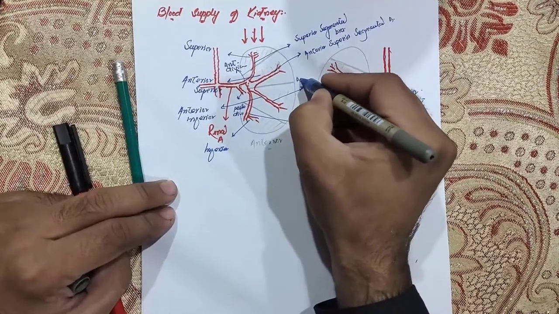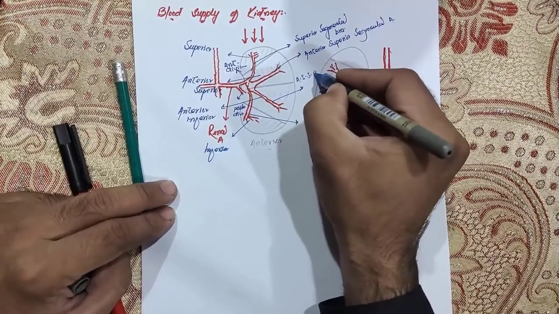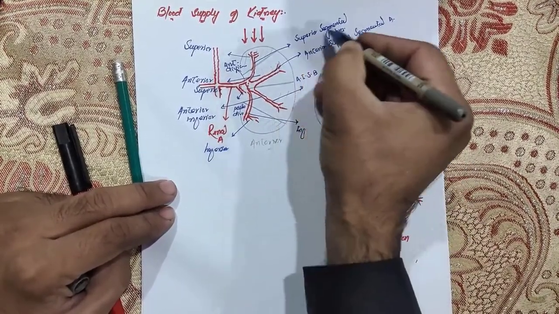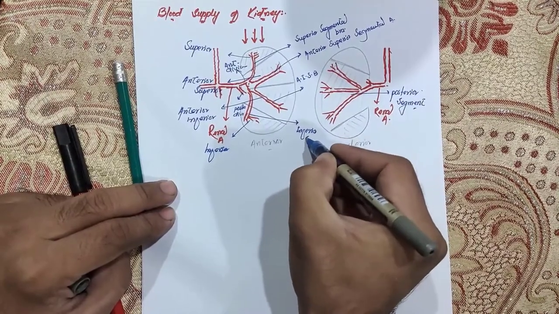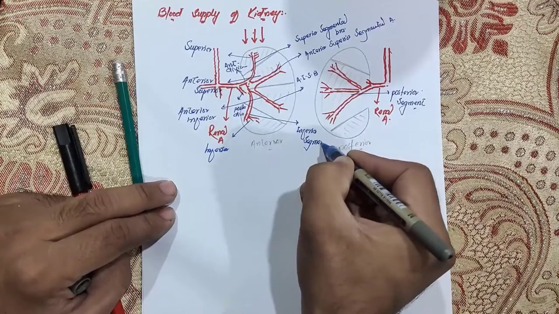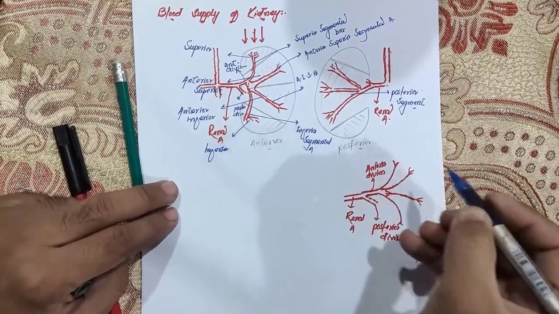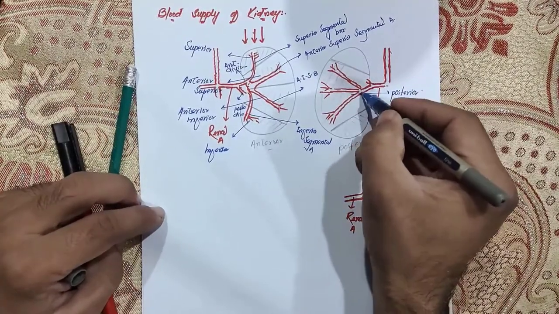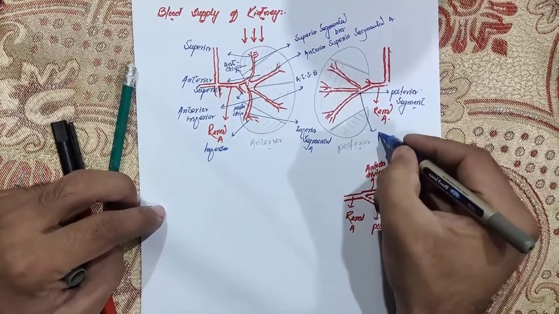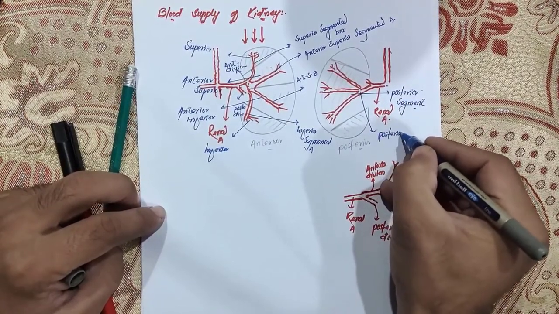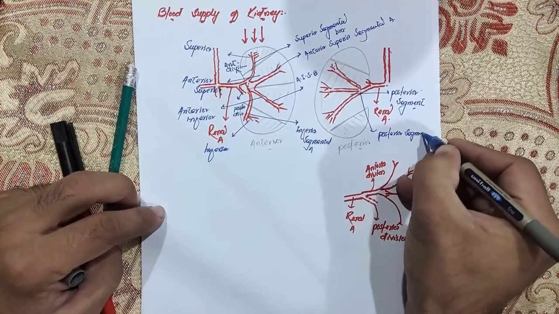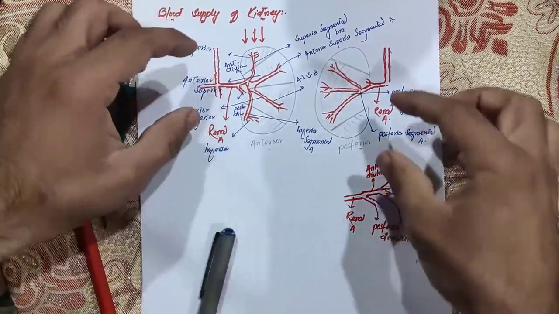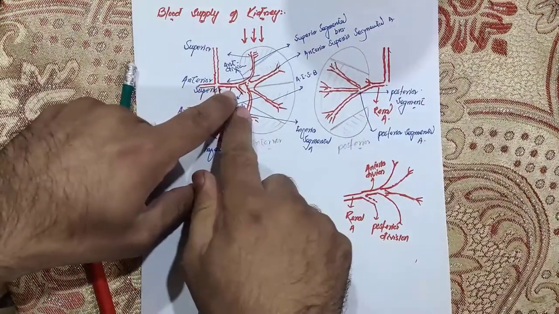And this one is the anterior inferior segmental branch, this one anterior inferior segmental, and this one is the inferior segmental. There was superior segmental, this one is the inferior segmental, right, friends? Inferior segmental artery or branch. And here, only the posterior segment, there is only the posterior division, so we call it the posterior segmental artery. Clear, friends? So these are the major divisions of the renal arteries.